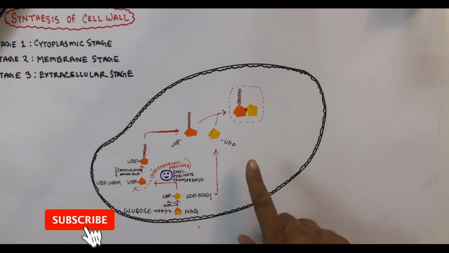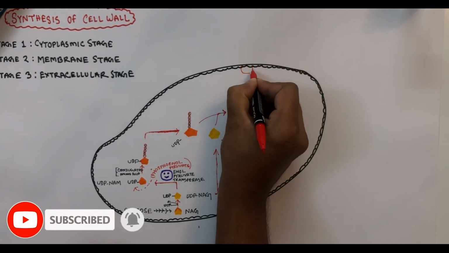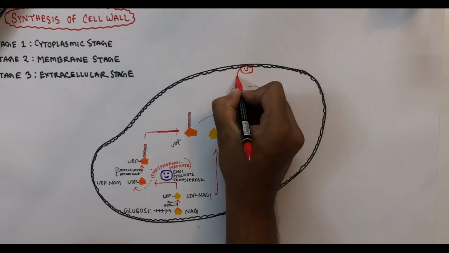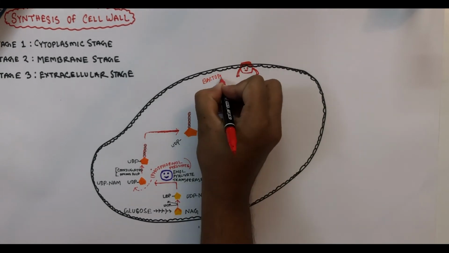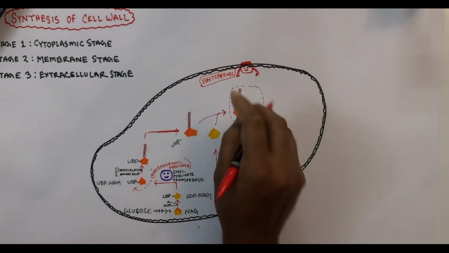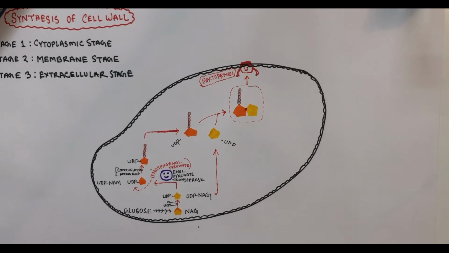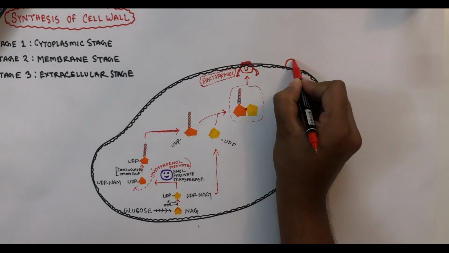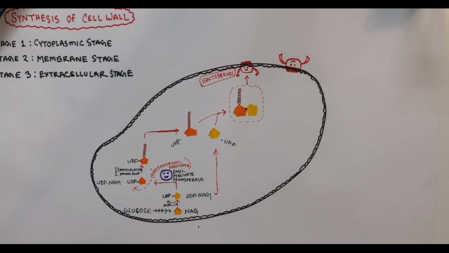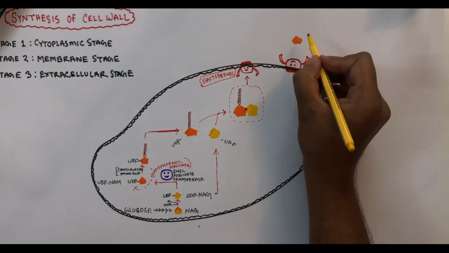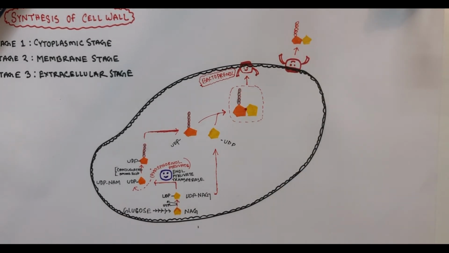In the second stage, the membrane stage, the formed peptidoglycans will be transferred from the cytoplasm to the outside. The peptidoglycan moves near the cell membrane, and there is a protein named bactoprenol protein. This is actually a flip protein. The peptidoglycan binds to the bactoprenol protein. A conformational change occurs in the protein. This flips out the peptidoglycan and releases it to the outside of the cell.